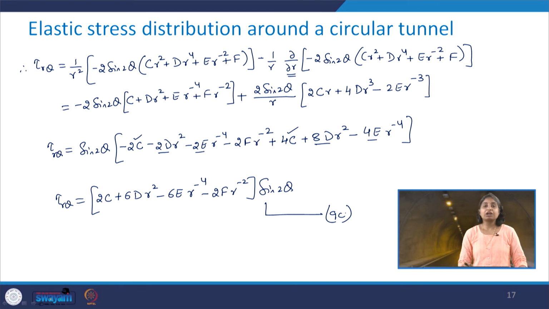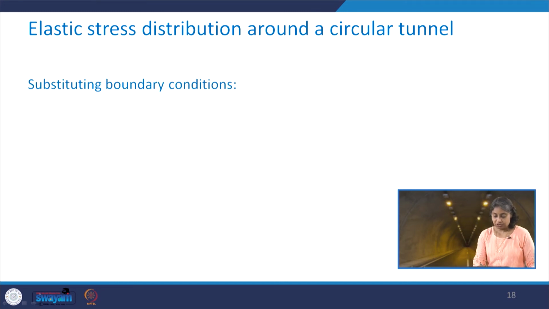Now, once we obtain sigma r, sigma theta and tau r theta in terms of these arbitrary constants a, b, c, d, e and f, we need to apply the appropriate boundary conditions to determine these constants. So, let us take a look. We substitute the boundary conditions. First we take, say, r tending to infinity.